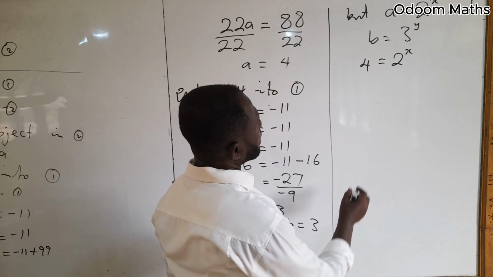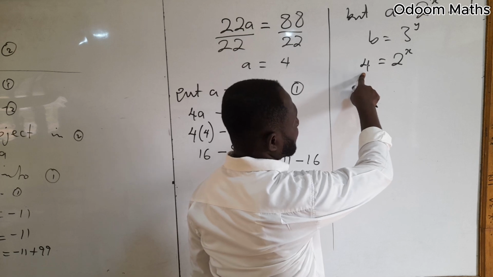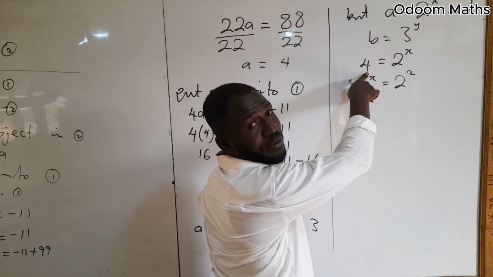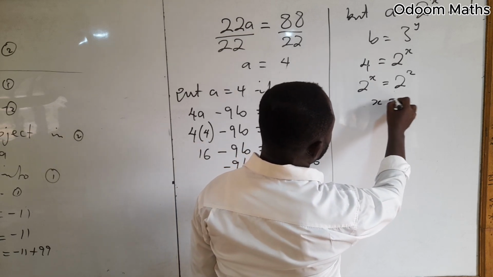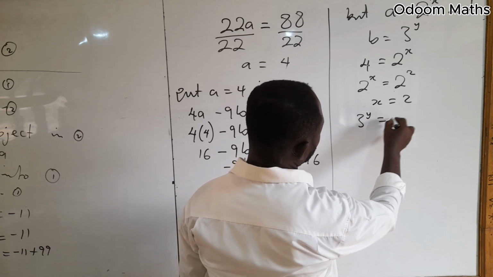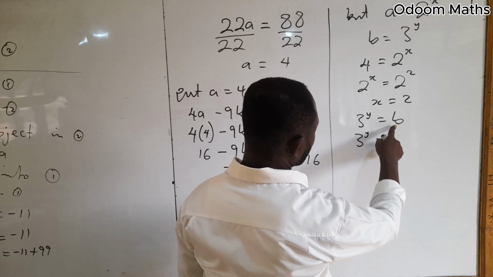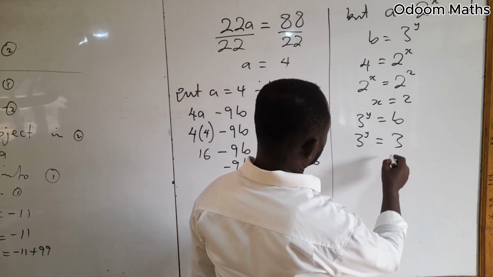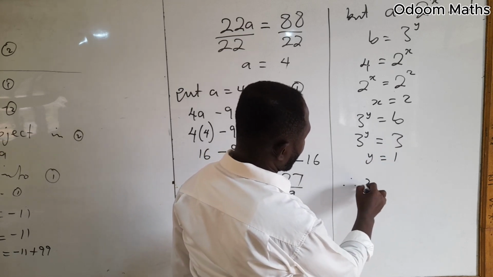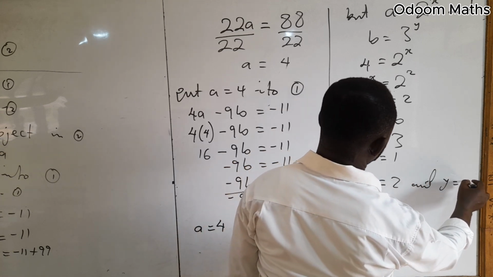So from here, we just get a base to a certain power that will be equal to 4. So this is going to be 2 to the power x equals 2 to the power 2, because 2 to the power 2 will be 4. So since the bases are the same, it means x equals 2. Now we also said 3 to the power y should be b. So 3 to the power y is equal to b. We had 3, so 3. And 3 is the same as 3 to the power 1. So y becomes 1. So therefore, our x is 2 and y is equal to 1.